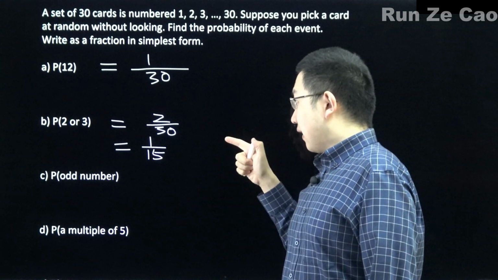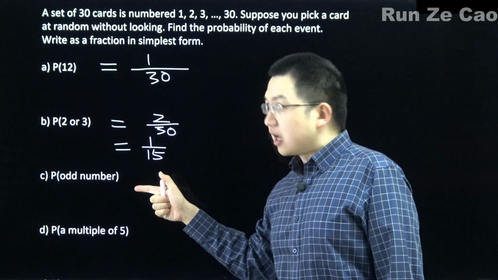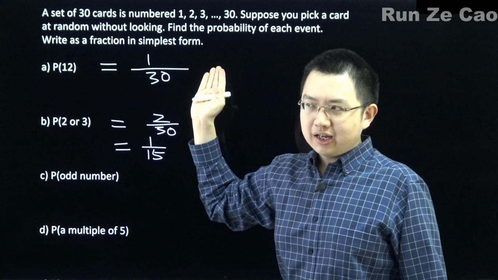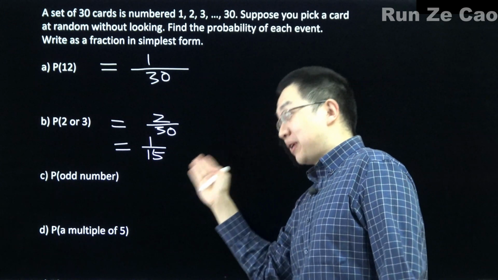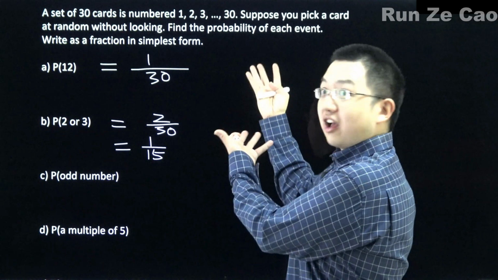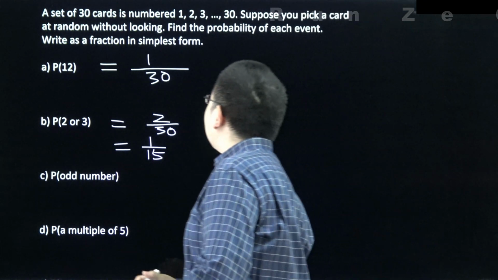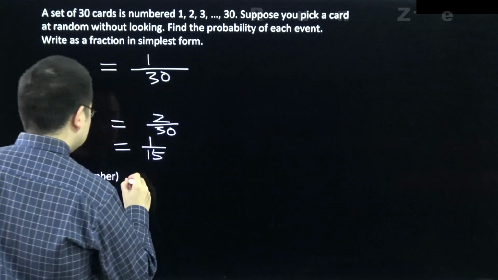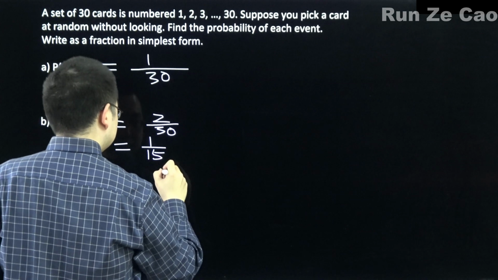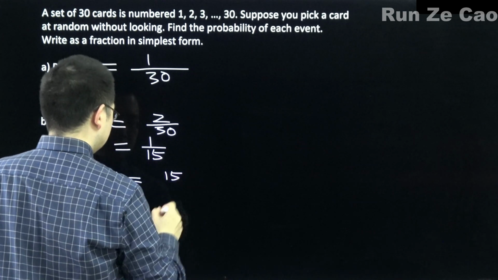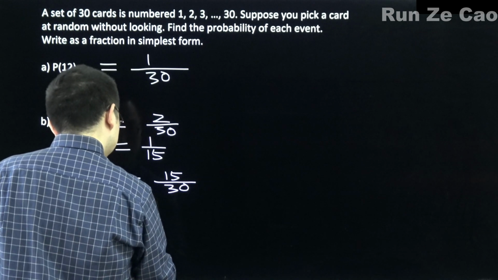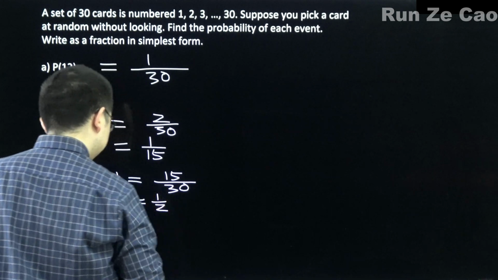This is sometimes used as a trick question if you say had cards that were numbered 1 to 29. Guys, it's not going to be 1/2 being odd if you don't have the same number of odds and evens. So, we have 15 odd numbers out of 30 numbers, which is 1/2.